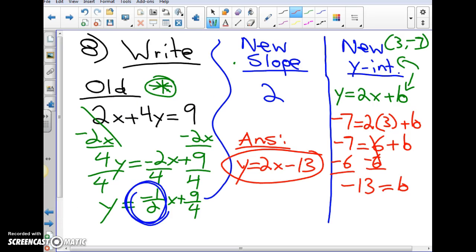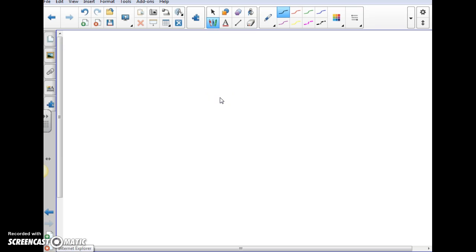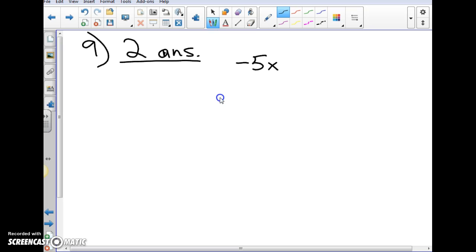All right. 1 minute. Number 9. Okay, so looking at number 9, I was a little tricky. There are 2 answers, and I told you that in class. I hope you found them. So I'm giving you something. Which equation below would be parallel to a line with a given equation? So the one I give you is negative 5x plus 9y equal 13.